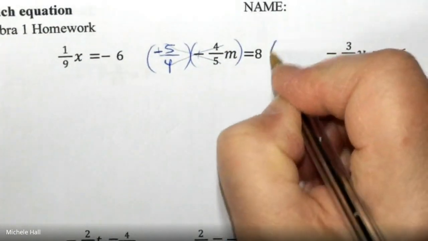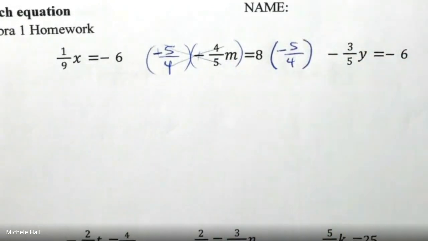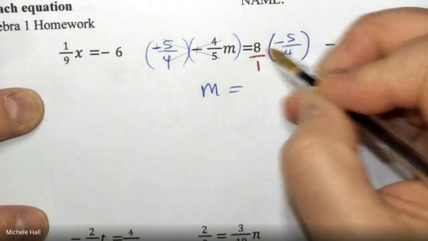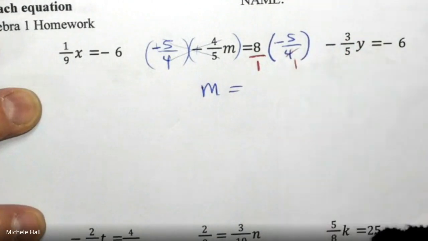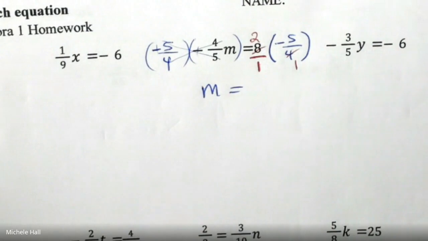And I got to make sure I do the same thing to the other side. I messed up. Should have said that first. Try to multiply this together. 8 times -5/4. Cross cancel your 8 and 4. We get 4 divided by 4 is 1. 8 divided by 4 is 2. We get 2 times -5.